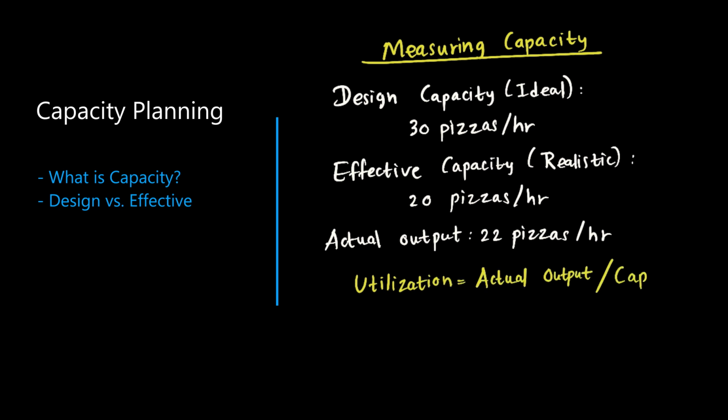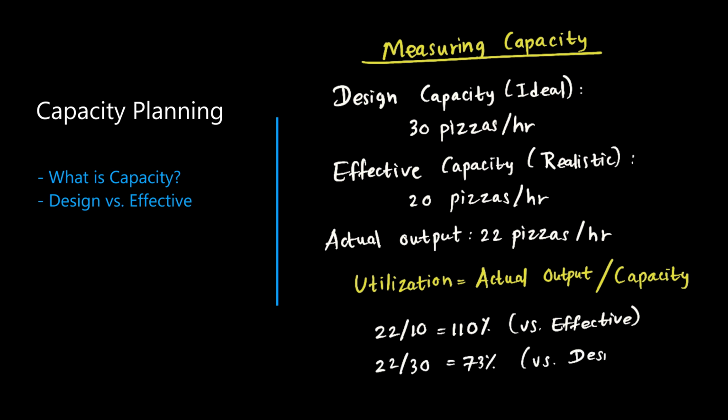We then measure capacity utilization, which is our actual output divided by our capacity. If our pizza place is currently making 22 pizzas an hour, its utilization relative to its effective capacity is 110%, meaning they are in overtime and pushing hard. Its utilization relative to design capacity is about 73%.